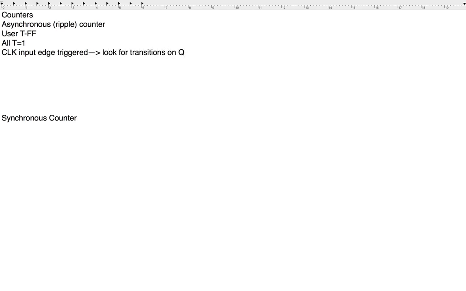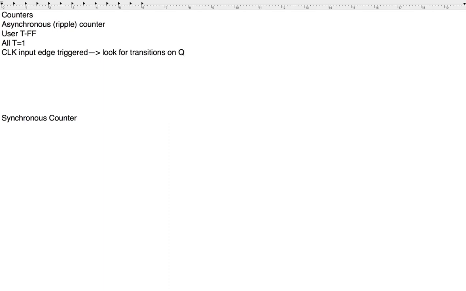A lot of the time with counters, we have T flip-flops. So, a good intro recap of what a T flip-flop is. For these, use a T flip-flop. All the T's are going to equal 1. The clock input is edge triggered, and we look for transitions on Q.